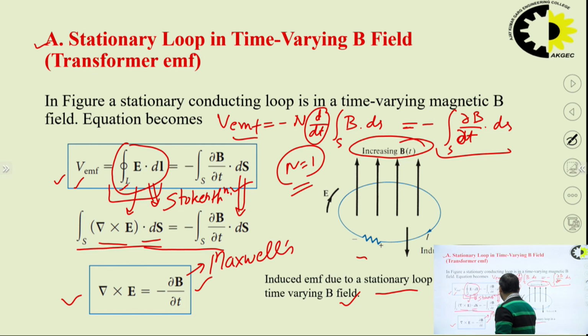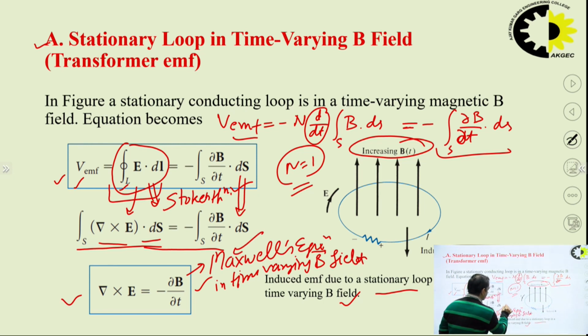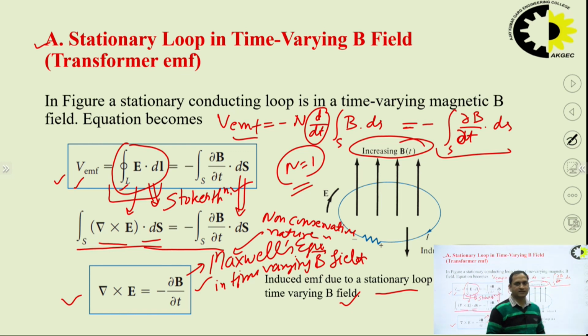Maxwell's equation in time varying B field. So del cross E is equal to minus del B upon del T. This is the case of non-conservative nature. We call this condition the non-conservative nature of the electric field.